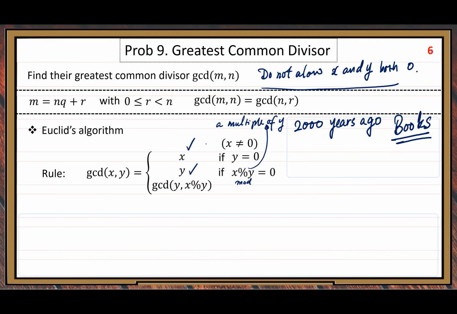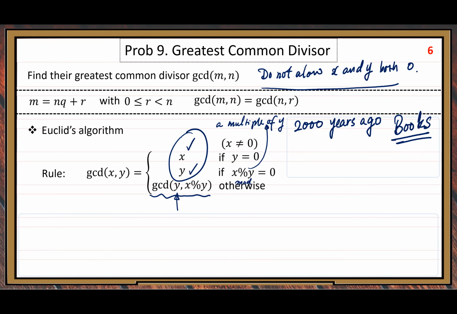Otherwise, problem size reduction. We put y as the first variable in GCD, and the second variable we use x mod y. The size is reduced in that way. And we keep doing this until we get to the base cases, because finally we need to get to one of the two base cases. So we stop.